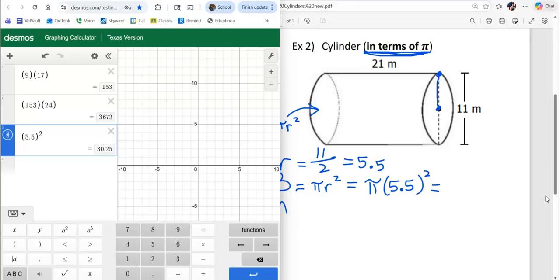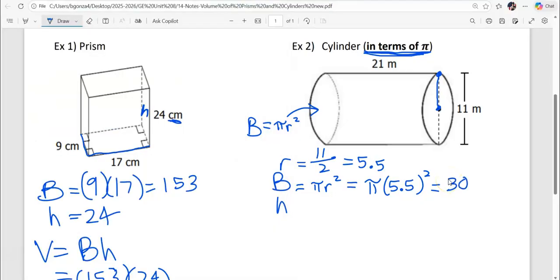All right. So 5.5 squared is 30.25. So look, 30.25. And then since we didn't type the pi, we're going to write a pi symbol. Does that make sense? Do not type pi, write a pi symbol. That's how you do terms of pi.